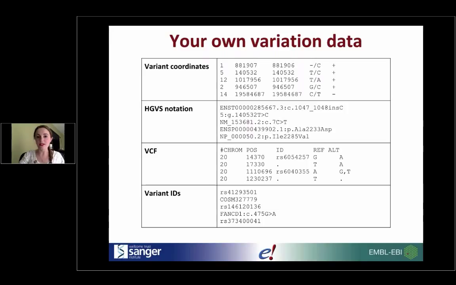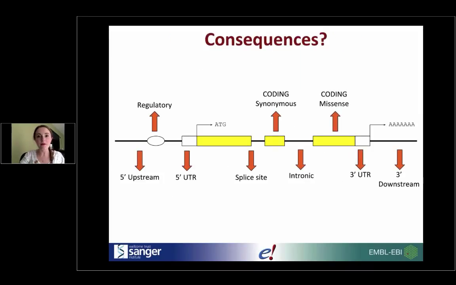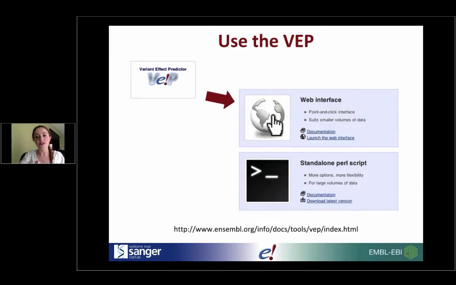You might be wanting to look at your own variation data, which you have in various different formats, and these are some of those formats illustrated here. And you might want to know what kind of consequences they have on Ensembl genes. And the way that you can do this is using the VEP. So there's a web interface for working with the VEP, and there's also a standalone Perl script.